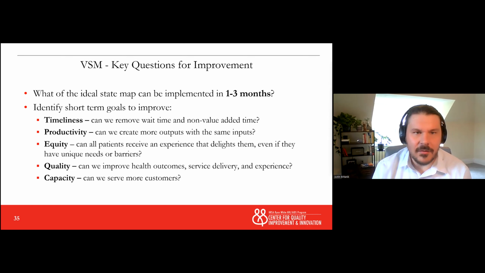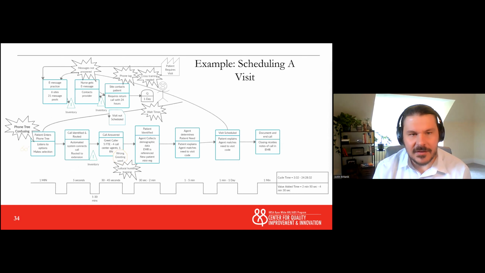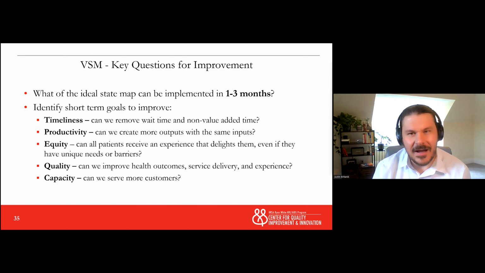And so the question for improvement is, again, what of the ideal state can be implemented in the next 1 to 3 months? We're looking at timeliness, productivity, equity, quality, capacity. These are the things we want to ask staff and customers. What can we do to improve these, right? And as I mentioned, it looks like there's a lot going on here. There's some big quality problems. There's some smaller things. How do we narrow that down? How do we know where to start on our value stream?